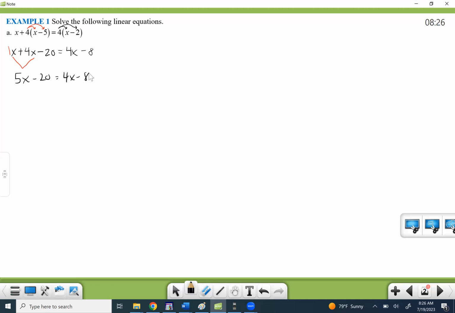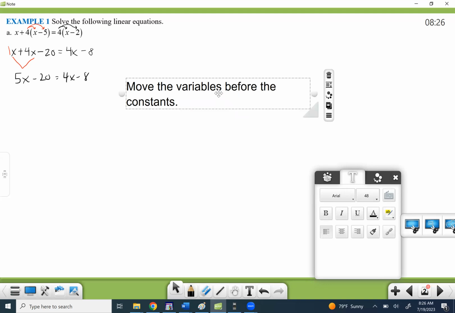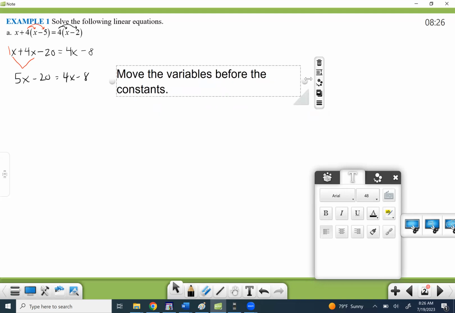Now, there's lots of different ways you could proceed from here, but always deal with the variables first is what I would say. If you have variables on both sides of the equation, like we do, deal with the variables first. So move the variables before the constants. A lot of students want to move just the numbers, but then they end up doing extra work because they'll move a number over and then sometimes they have to move it back.